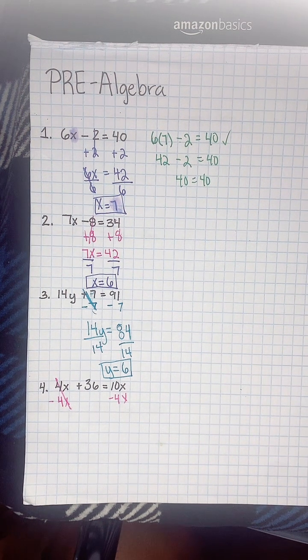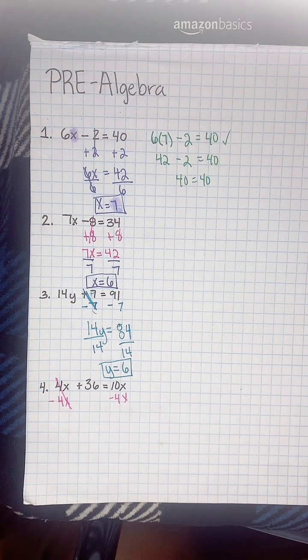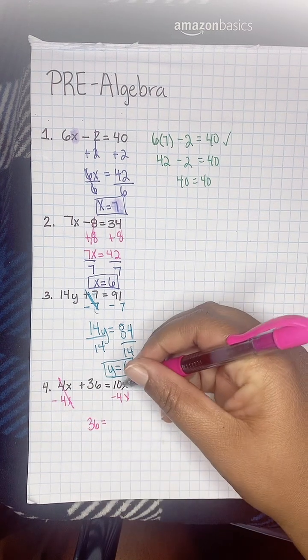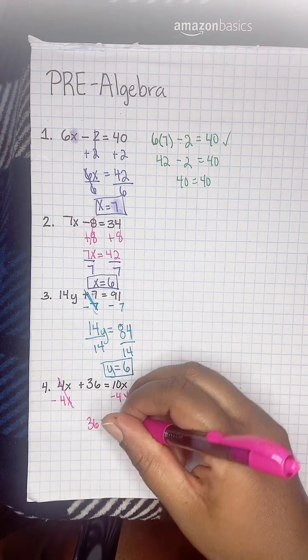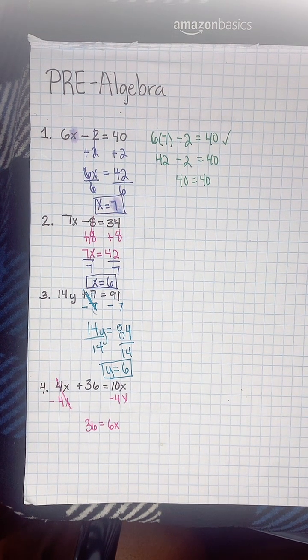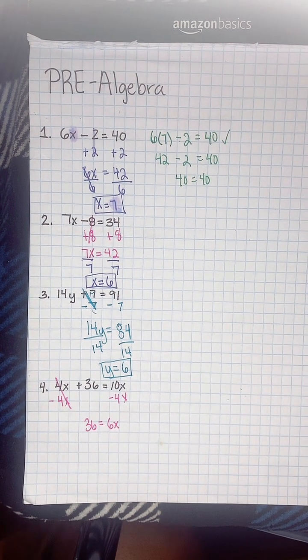Oh, good. I'm glad you're here with me. Okay, so we're going to drop down the 36. And then 10x minus 4x gives us 6x. And what's that last step, y'all? How do we get x by itself?